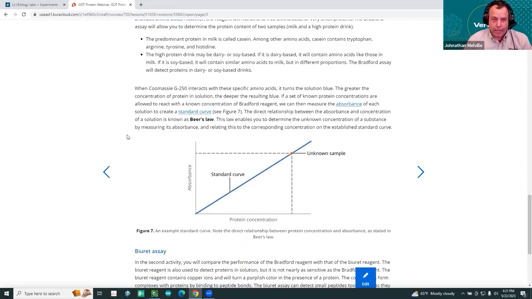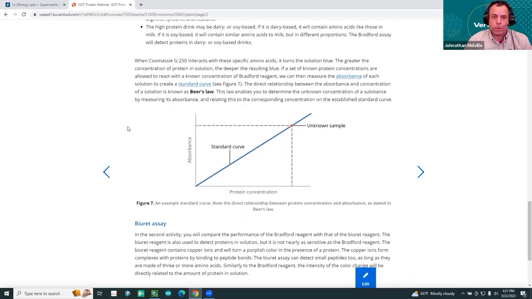Now remember, Damon talked about how what we're going to do is we're going to be creating a standard curve. What is a standard curve? Right, well, we have a series of standards of different protein concentrations. We react them with Coomassie G250, and that's going to give us a series of absorbances. That's going to be linear, and we'll be able to determine the concentration of an unknown.